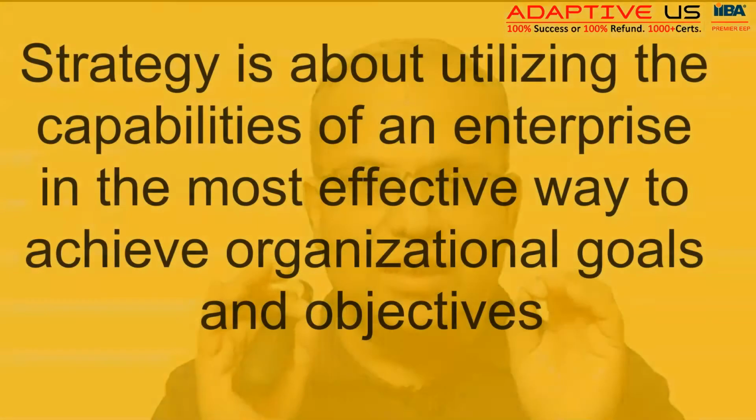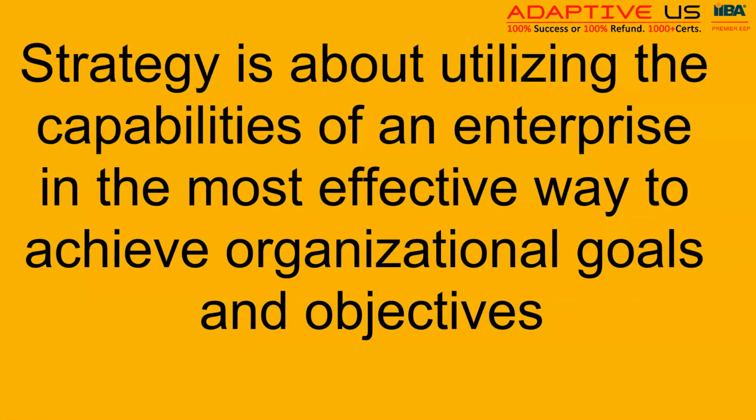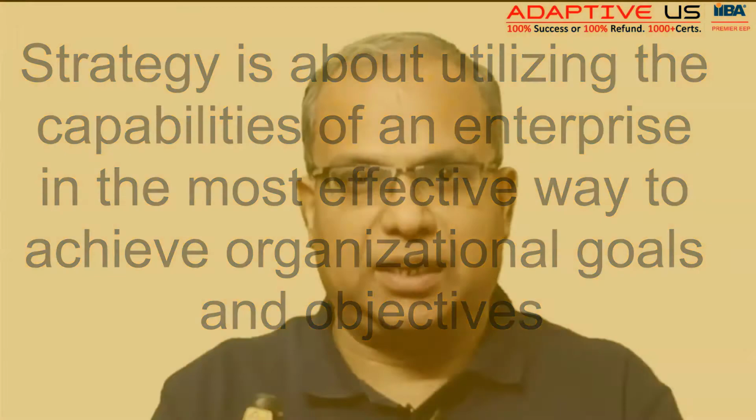BABoK defines strategy in this manner. Strategy is about utilizing the capabilities of an enterprise in the most effective way to achieve organizational goals and objectives. So essentially, what are we trying to do? We're trying to make sure that given the strengths that we have, we are following the best possible path to reach our objective. So sometimes I take a very simple definition of strategy, and maybe you can apply it in many places, which is the best possible plan of action. So if you can find out the best possible plan of action, you have found a right strategy.